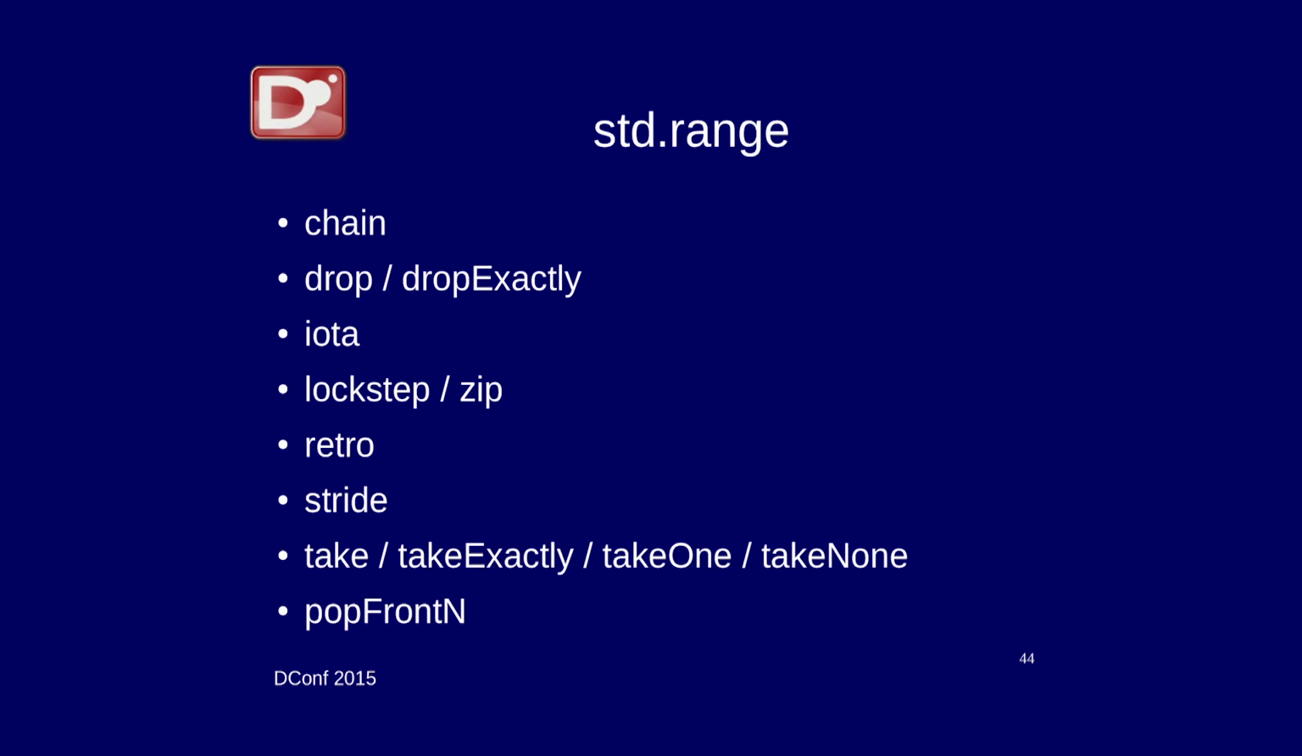Lockstep is particularly useful if you want to have indices with foreach, since ranges don't get indices with foreach. They just get the element. And lockstep will allow you to then use iota with it to generate indices, so you can have indices with foreach. Retro reverses a range, so if it's a bidirectional range or greater, it now flips it around, so you're operating on the back as if it were the front. Stride allows you to iterate through multiple elements, skipping them. Take, as we went over earlier, is pretty vital for being able to take off the front of a range when you don't want the whole thing. popFrontN just pops several of them.